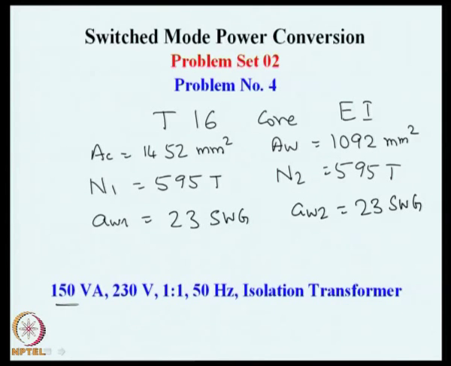So, this transformer is an isolation transformer with 150 VA, 230 volts, 50 hertz, with a core of T16, with 595 turns for primary and secondary, with a 23 gauge wire for the cross section of primary as well as secondary.